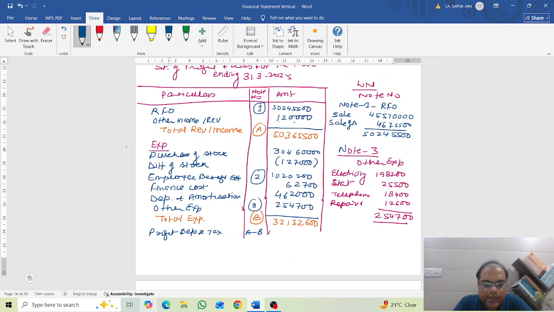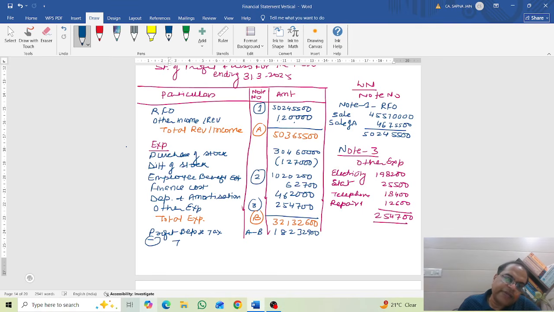At our level, this item will not be given in the question, generally it is not. But from the knowledge point of view, from the theory point of view, this is slightly important, the item classified under the items covered under exceptional and extraordinary items. Clear? So how much profit before tax? Total revenue minus total expenses. So this is 182,32900.